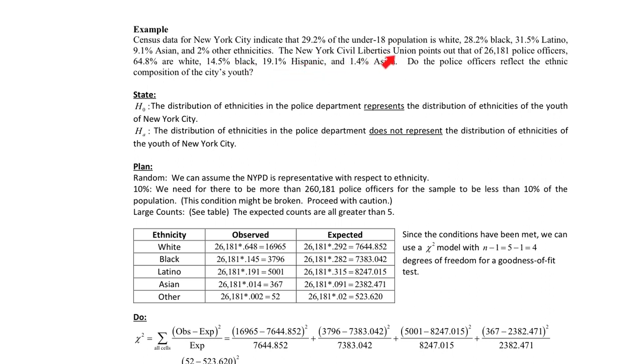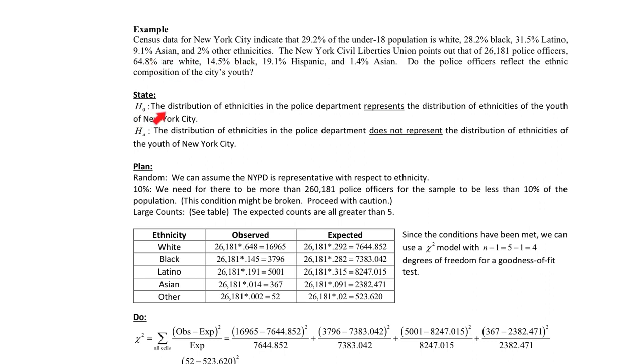But then the Civil Liberties Union has pointed out, let's see, we're getting into those police officers. 26,181 police officers were surveyed, and we looked at the proportion of their ethnicity. So we want to see, do the police officers reflect the ethnic population of the city's youth? Interesting question. So that's what we're doing. So just this breakdown, is this consistent with the breakdown of the youth in New York City?